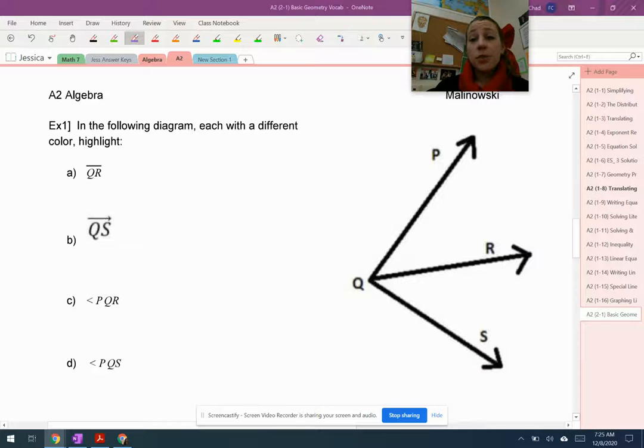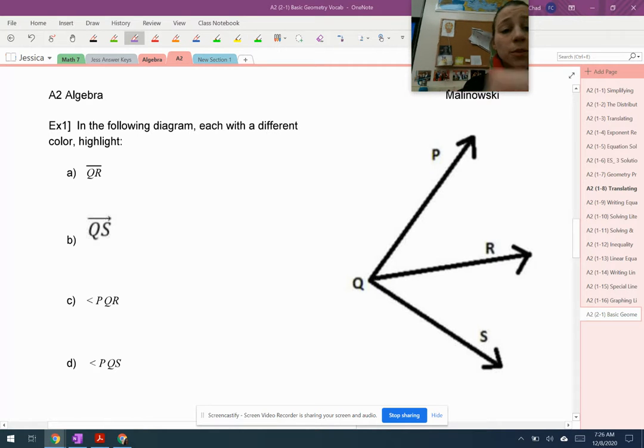Okay, so here we are with 2-1, and we're looking at example 1 here. And this is going to be similar to the kinds of things that I'm asking you to do on your homework. I'm going to be asking you to highlight things, practicing reading that notation, and identifying those things in diagrams. So the first one is asking you to highlight QR, and it has the line over the top of it. So remember that line over the top of it, this means line segment, or just segment QR.